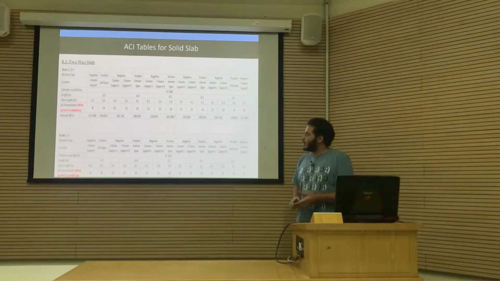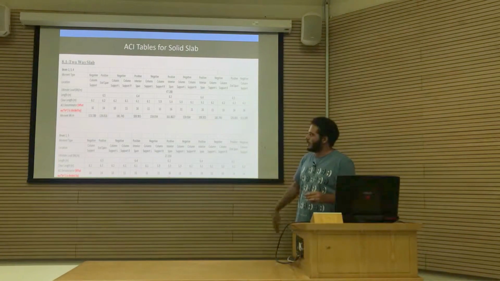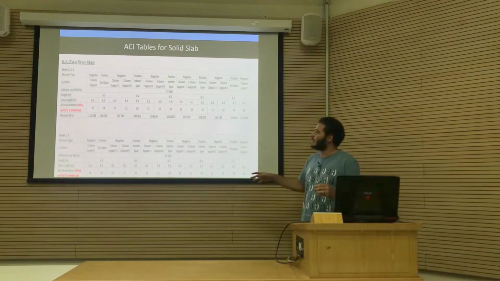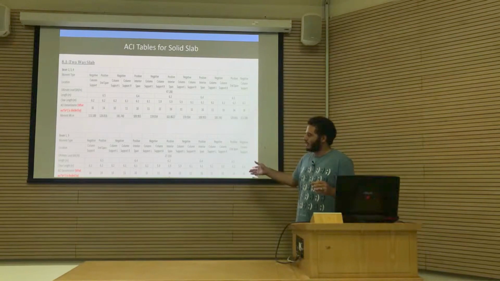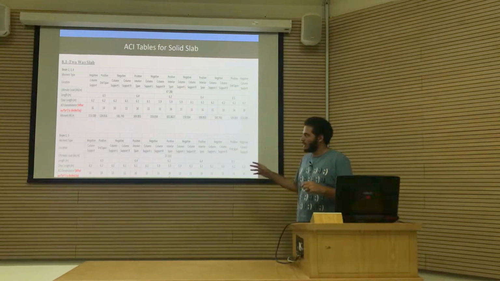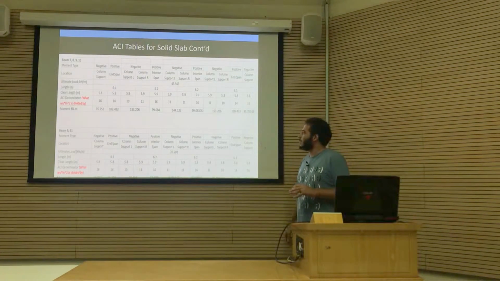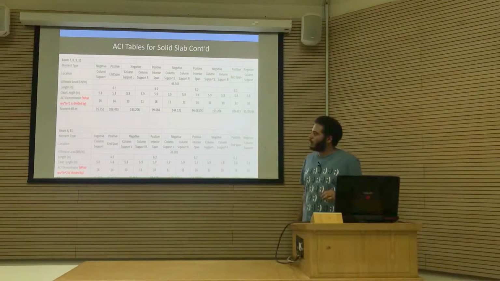First of all, one of the methods we use to design for moment and the loads for the solid slab and the flat slab and the flat plate is the ACI tables. As you can see here, these are two of the tables for the solid slab used for the long direction, both exterior and interior beams. These are the two tables used for the short direction, also both exterior and interior beams to get the moment and the loads.